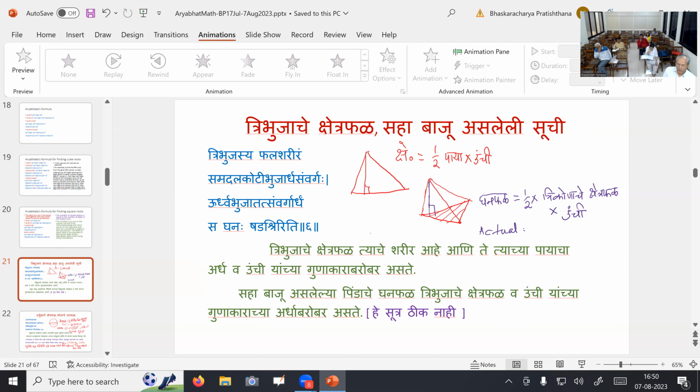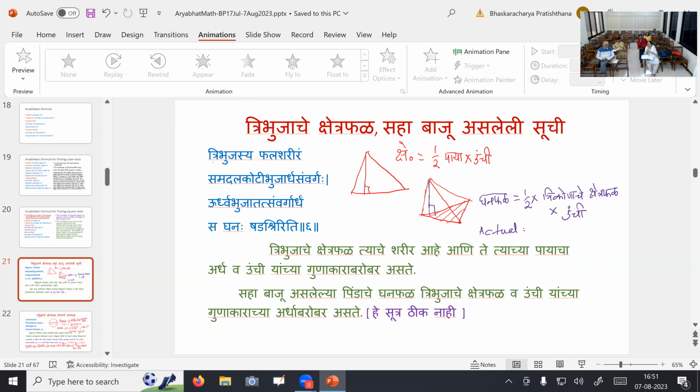So first of all, tribhuja is triangle. Phalashariram means the body of the triangle itself, and then its phala is some value corresponding to that function, the value of the function. The function here is area. So Shankara translates it as kshetraphala; sharira means body, and phala is the value of that.